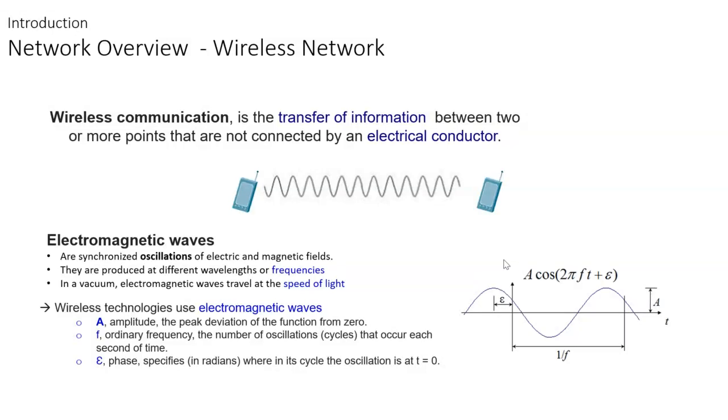The electromagnetic waves are synchronized oscillations of electric and magnetic fields, as we have explained before. So they are produced at different wavelengths or frequencies. As the frequency increases, wavelength decreases, and the opposite. As the wavelength increases, frequency decreases. In vacuum, the electromagnetic waves travel at the speed of light, which equals 3 times 10 power 8 meters per second. And these are the properties of the electromagnetic wave. When we mention the properties of electromagnetic wave, we mean the amplitude, frequency, and phase.